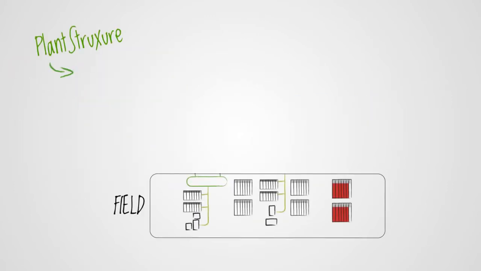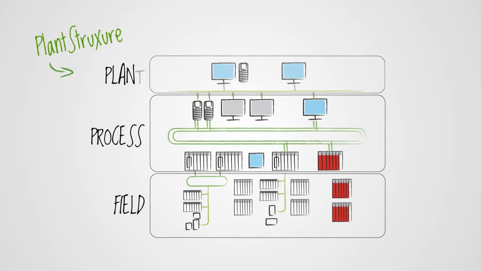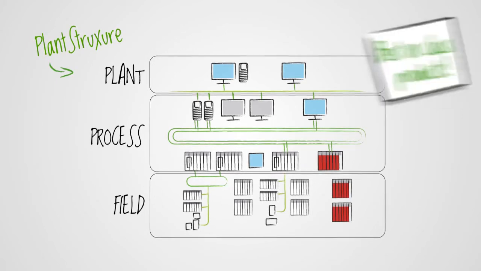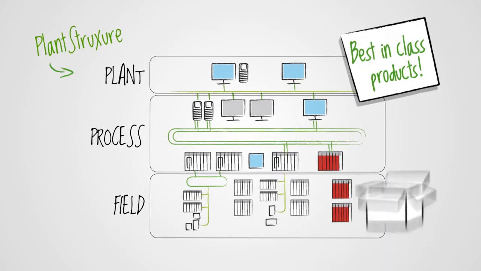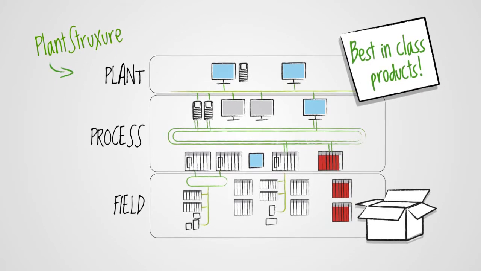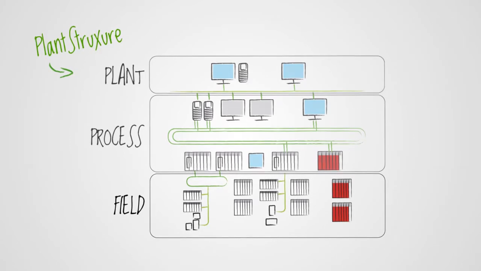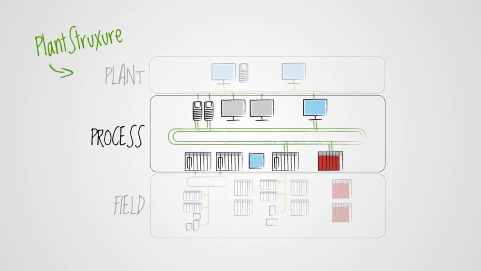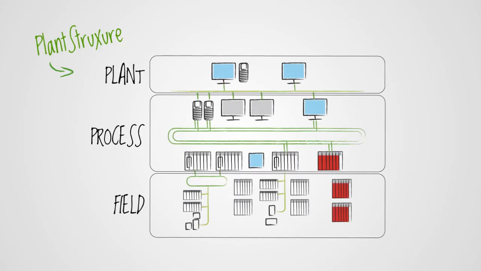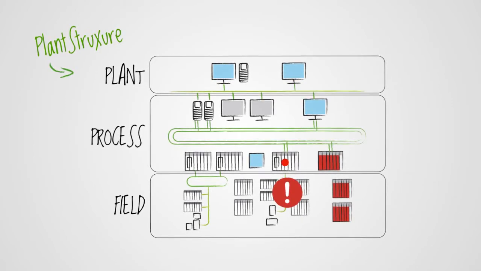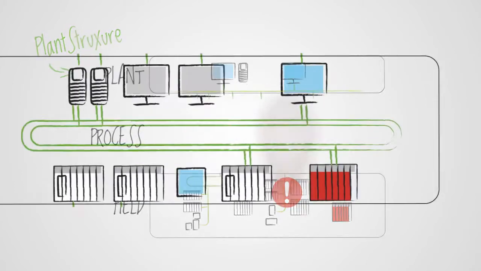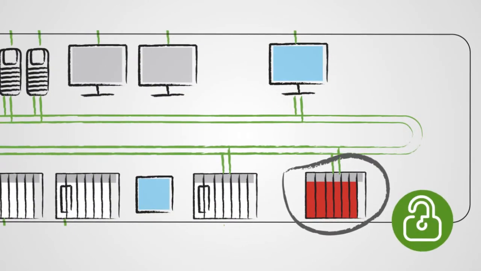Plant Structure is an integrated process automation architecture built on best-in-class products and including lifecycle services. By transparently connecting field, process, and enterprise levels, Plant Structure combines process data with trends and alarms to help you make better informed and faster decisions about your process safety. If a major safety risk occurs, the system automatically halts the process.